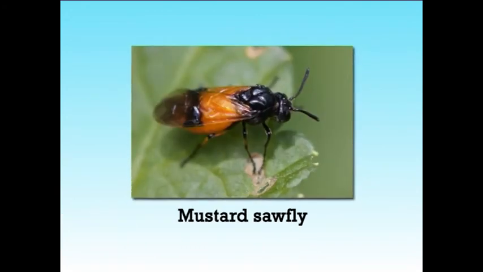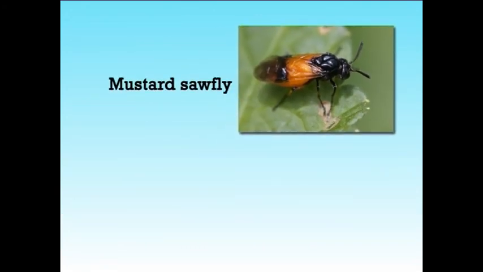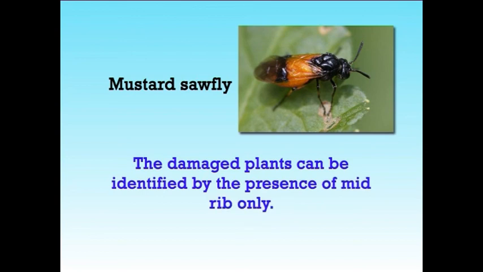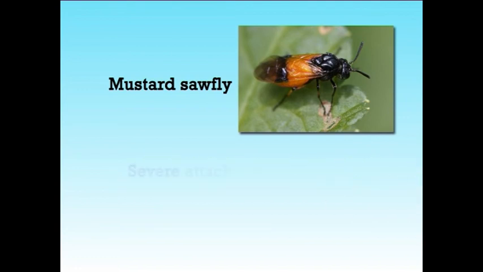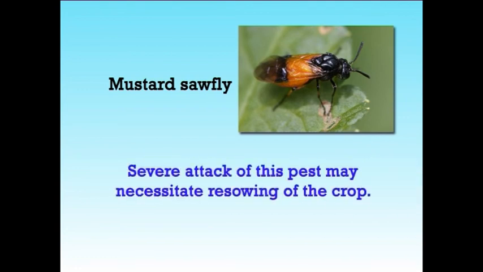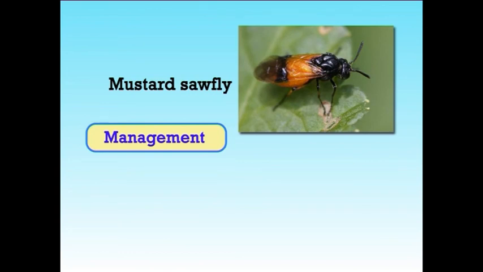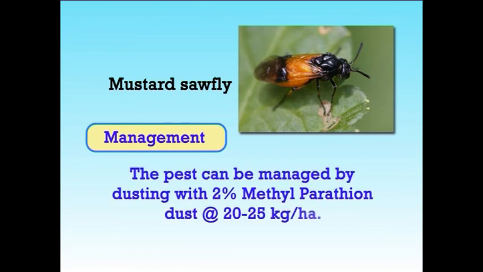Mustard sawfly. The damaged plants can be identified by the presence of the midrib only. A severe attack of this pest may necessitate resowing of the crop. Let's see the management part. The pest can be managed by dusting with 2% methyl parathion dust at the rate of 20 to 25 kg per hectare.